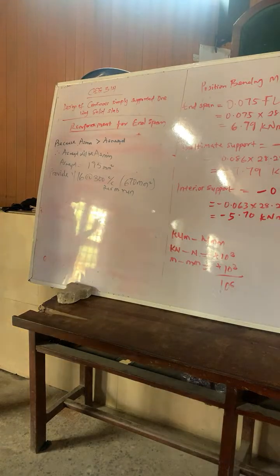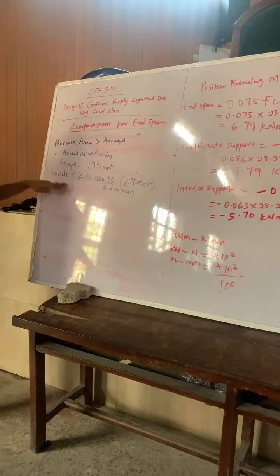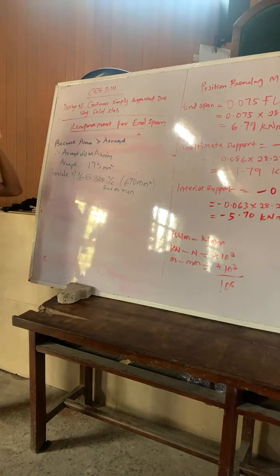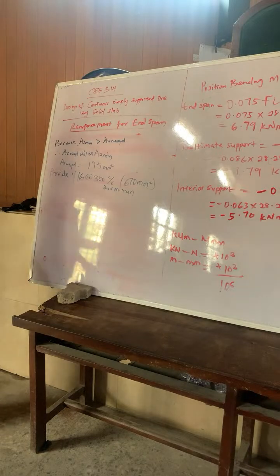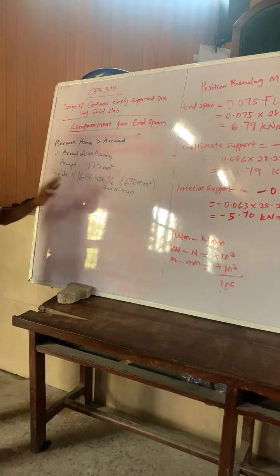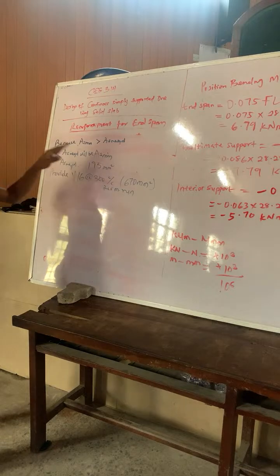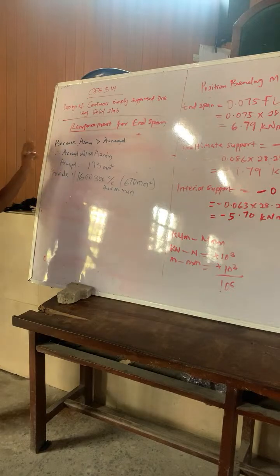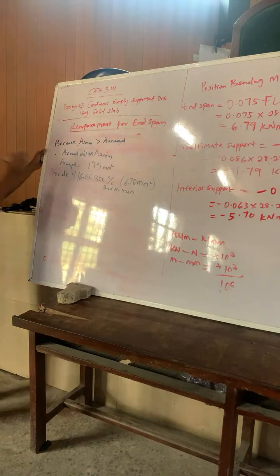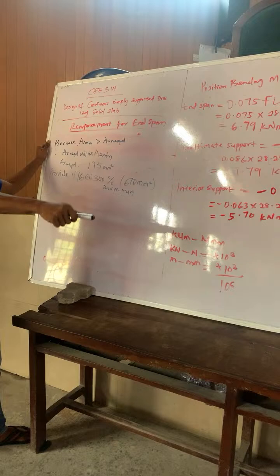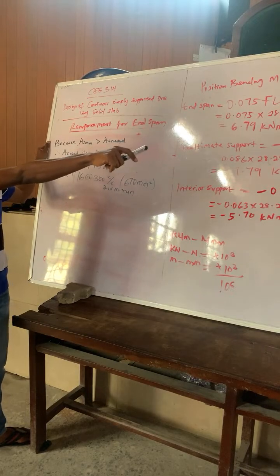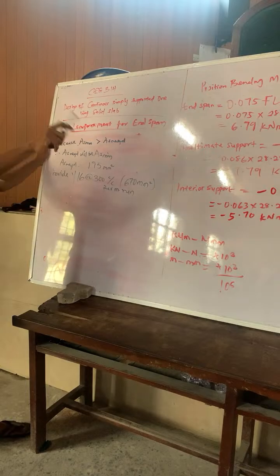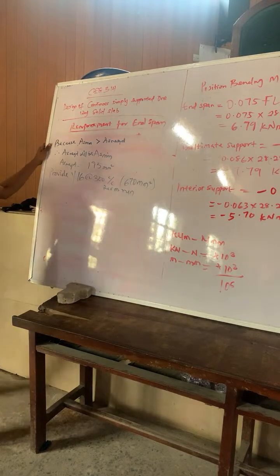We now provide for it again because our AS minimum cannot be greater than AS required. It's a distribution bar. It cannot be greater than our main reinforcement. So we will now provide again. Our AS minimum there is 195 millimeter square. Our AS required there is 131.9. And our AS minimum is greater than 131.9, so it can't be so.